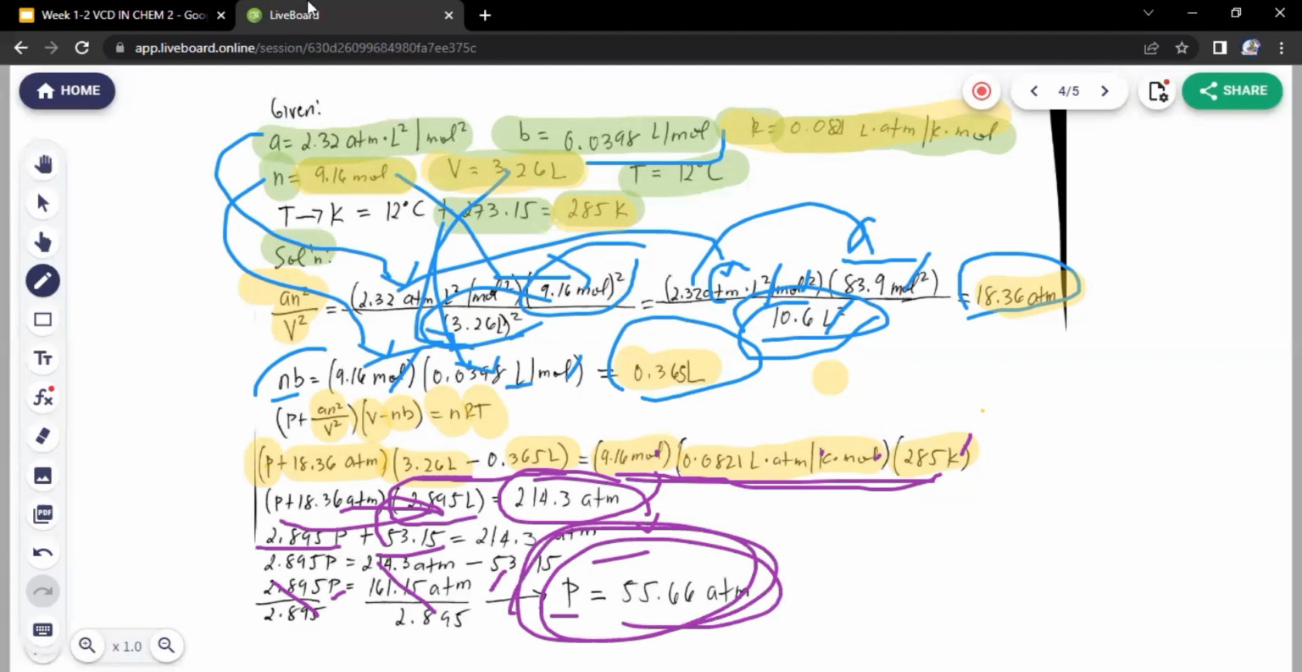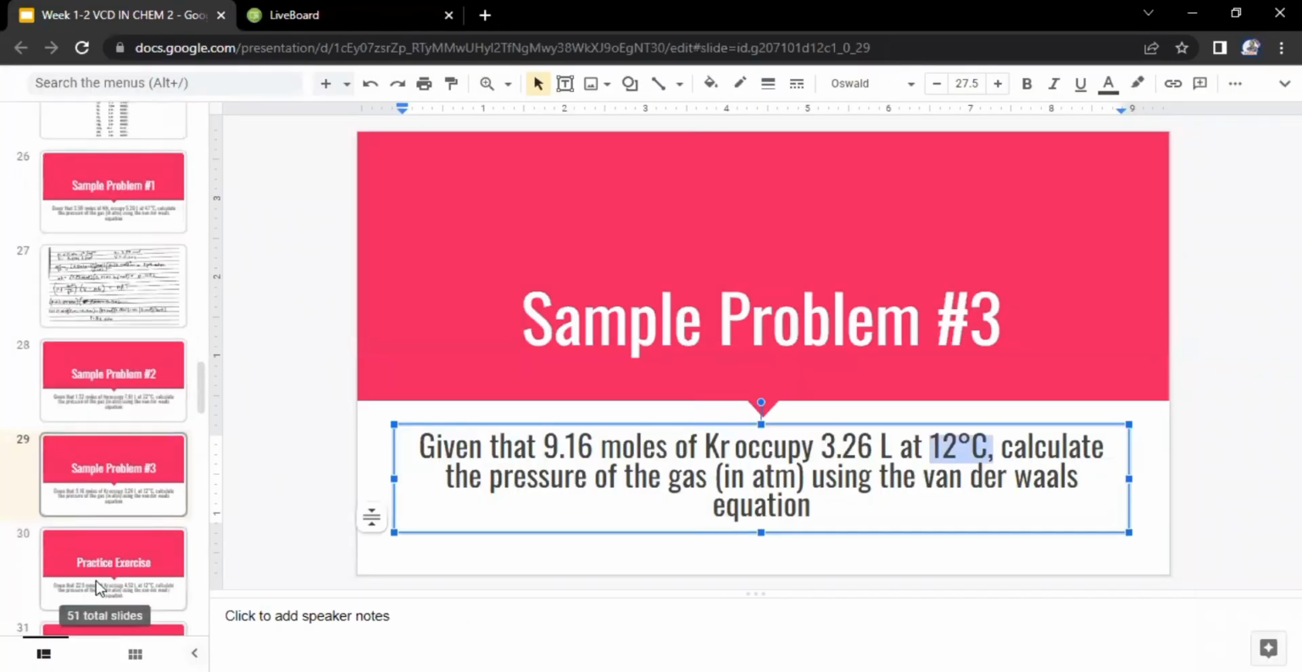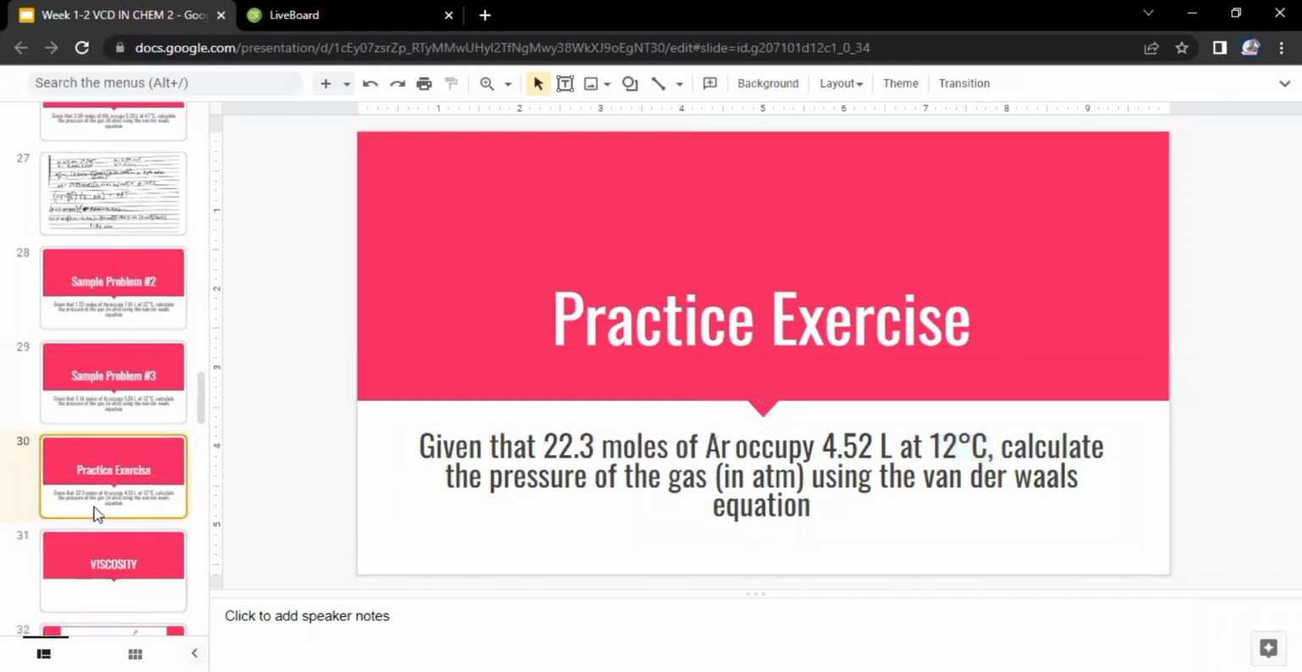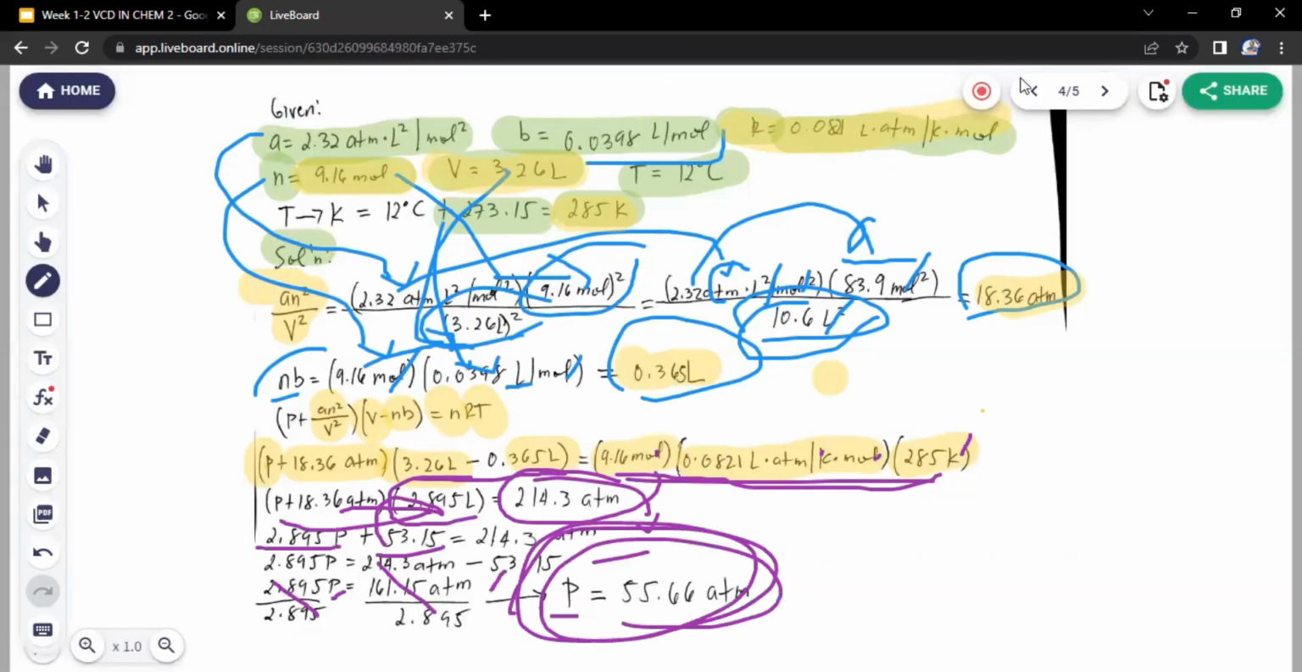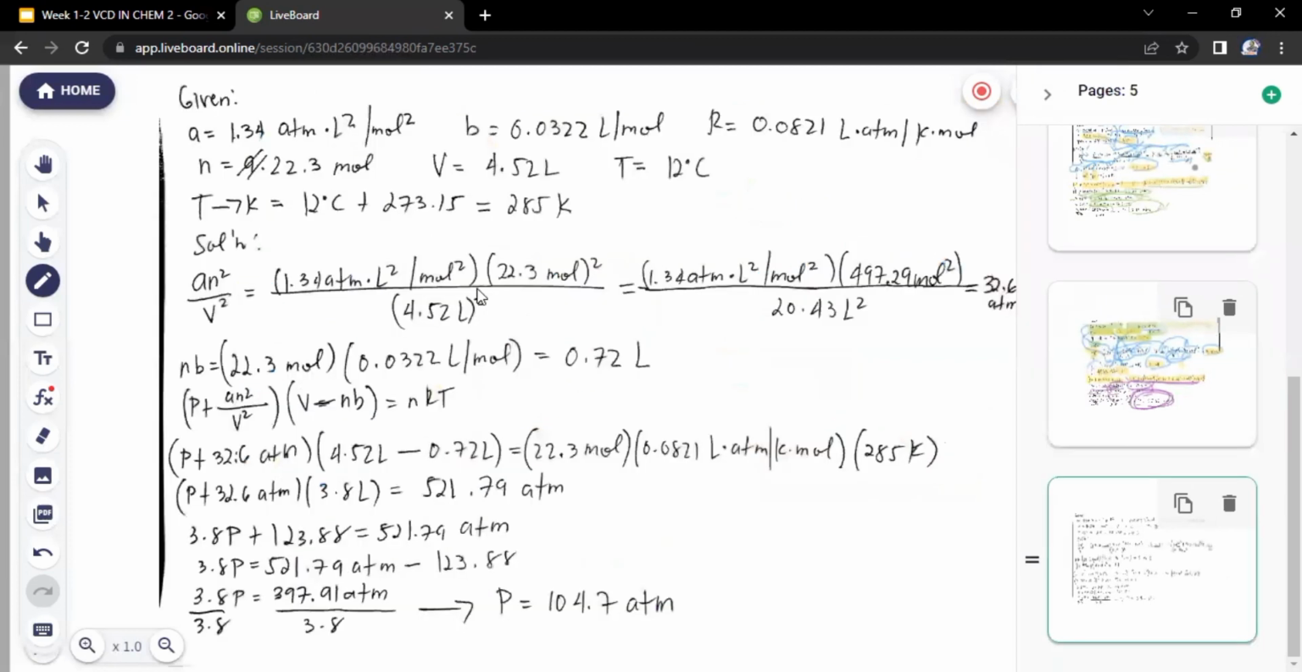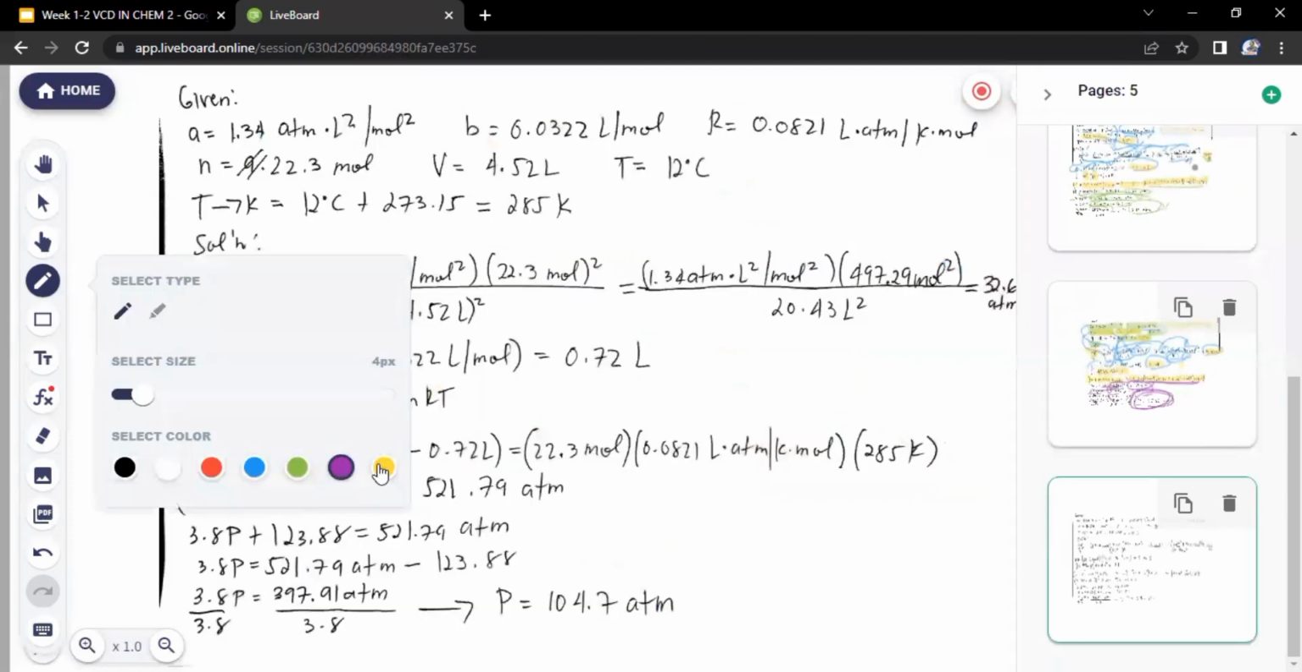And then the last sample problem for this one, you will have here this one. Given that 22.3 moles of argon occupy 4.52 liters at 12 degrees Celsius, calculate the pressure of the gas in atmospheric pressure using the van der Waals equation. So for this problem, we have to find the given again. Finding the given, you will have the following.